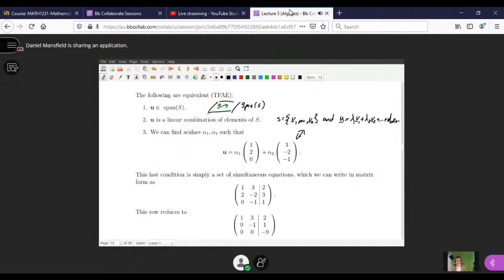The last one is the most useful one to us. This one's kind of conceptual and geometric. This one's using some crazy definition about linear combinations that we've not really used before. But this one is a system of linear equations, and now you've got a computational framework you can work with. This system of equations can be, with a bit of row reduction, reduced to this: leading term, leading term, leading term.